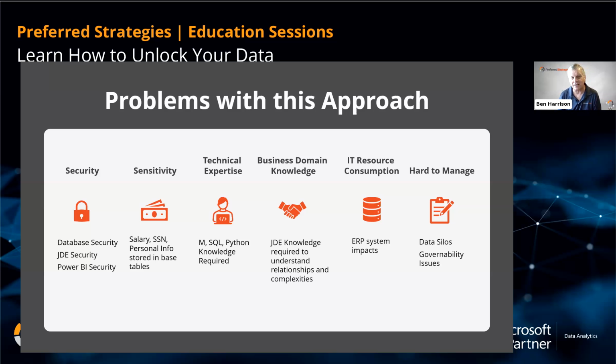Understanding the data sensitivity, because I'm connecting to JD Edwards directly. How do I make sure that I don't accidentally publish social security numbers or salary or personal data? You do have to have some technical expertise, either in M or SQL or Python. You need to have database domain knowledge. So I know JD Edwards, I understand the 901 and the 911, but most end users do not. You do want to be wary of the impact to your ERP system. So avoid that direct connect to the ERP system, because you could bring the system to a halt, which makes everybody unhappy when payroll won't process. And the last thing is that whole data silos governance maintainability.